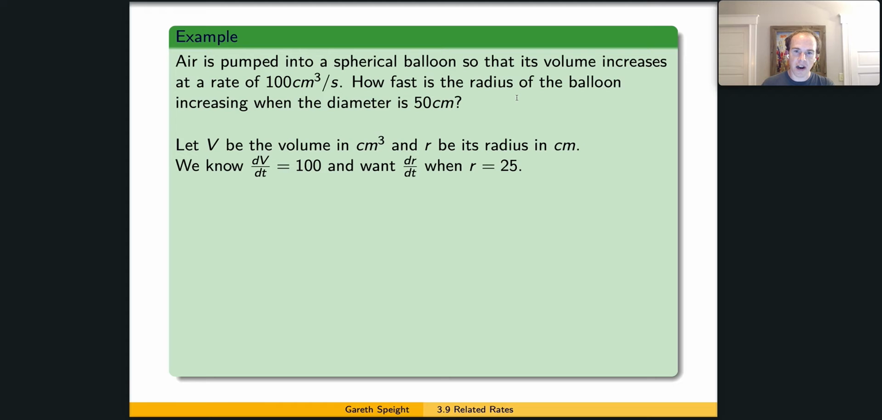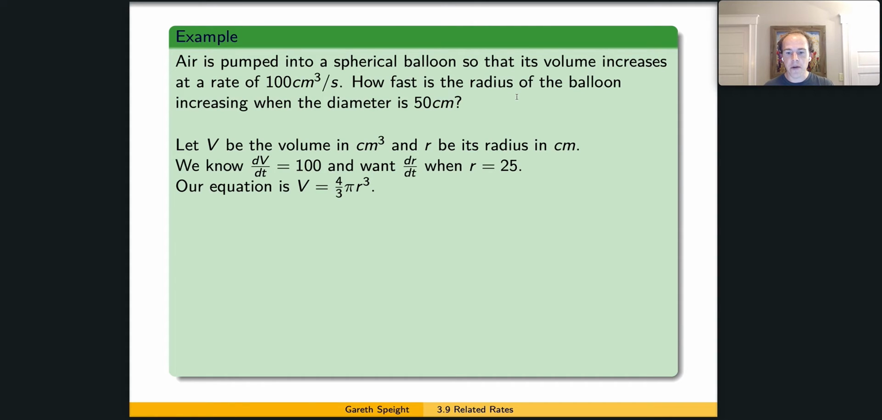So be careful, when the diameter is 50, that's telling us r equals 25. So we want to find dr/dt when r equals 25. Now we need an equation which connects the different variables. Okay, it's a spherical balloon, so we know that the volume is 4/3 pi r cubed. So this is our equation connecting the different variables.